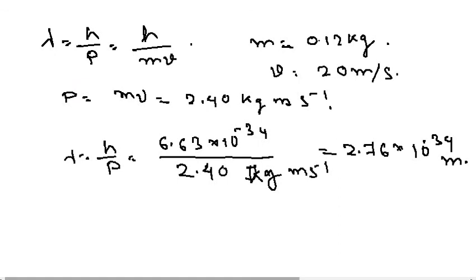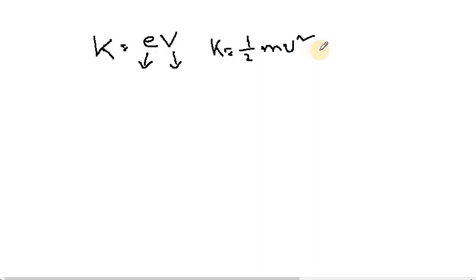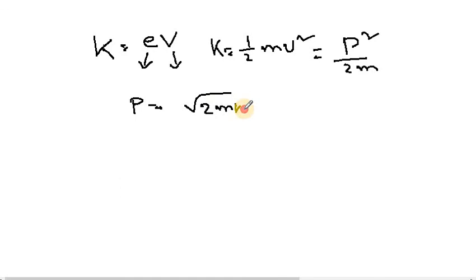Now let's calculate the wavelength of an electron accelerated through a potential V. Let's see, the kinetic energy K equals e times V, where e is the electronic charge and V is the potential through which the electron passes. Now the kinetic energy K equals half m v square, which means p square by 2m, so p equals root over 2m times K. K equals eV, so p equals root over 2m eV. Now the de Broglie wavelength for that electron, lambda, equals h by p.